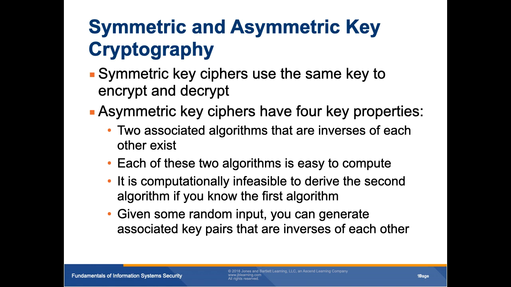Symmetric and asymmetric key cryptography. Symmetric key uses the same key to encrypt and decrypt, and asymmetric ciphers have 4 key properties, but they use different keys to encrypt and decrypt.